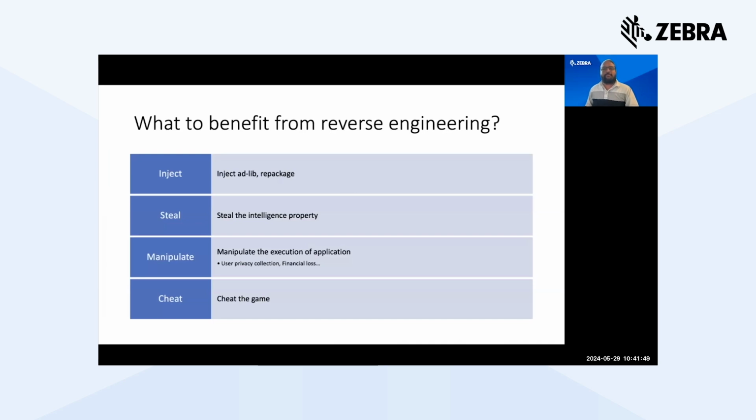Okay, the next step: you have obfuscated. Now let's go in the other direction. You have a code, you download an application, and you want to do reverse engineering. What benefit will you get? There are multiple things. I can inject something into the library. I can steal the code. I can manipulate the application, or cheat it. By injecting and changing the flow, I can cheat that application to do something else.